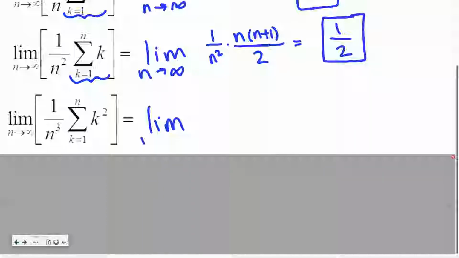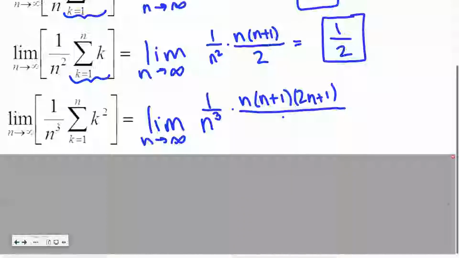Okay, so we have the limit as n approaches infinity of 1 over n cubed times this shortcut. This is a long one, right? Okay, so let's talk about what we have. We have a cubic over a cubic, yeah? And when our degrees are the same, we can look at the coefficient. So what's the coefficient for n cubed if we were to multiply this out? This is 2n cubed. And down here we have 6n cubed.